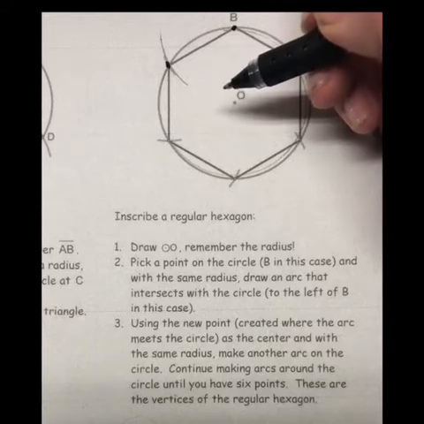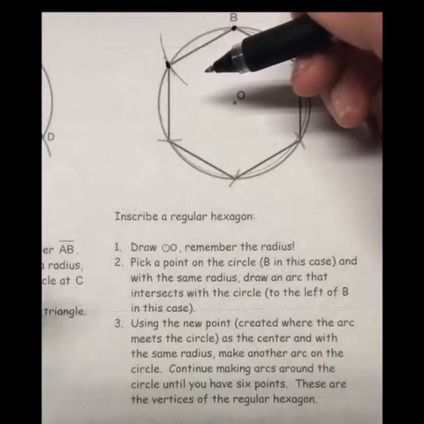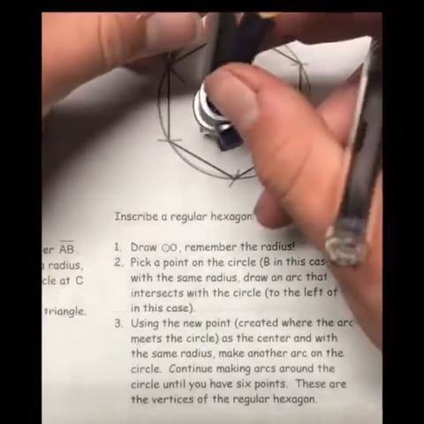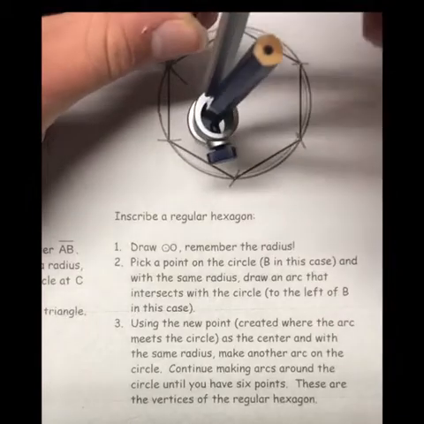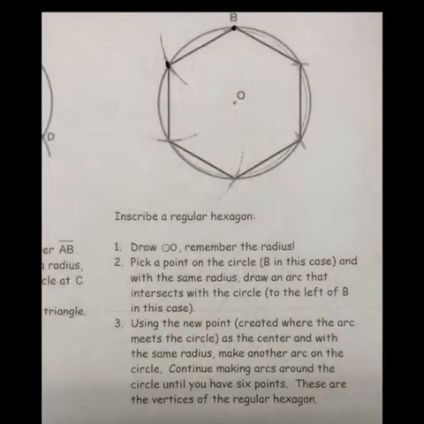After we do that, we keep on going around and around the circle until we are completely finished. Now that we have 6 points, these are going to be the vertices of the regular hexagon.